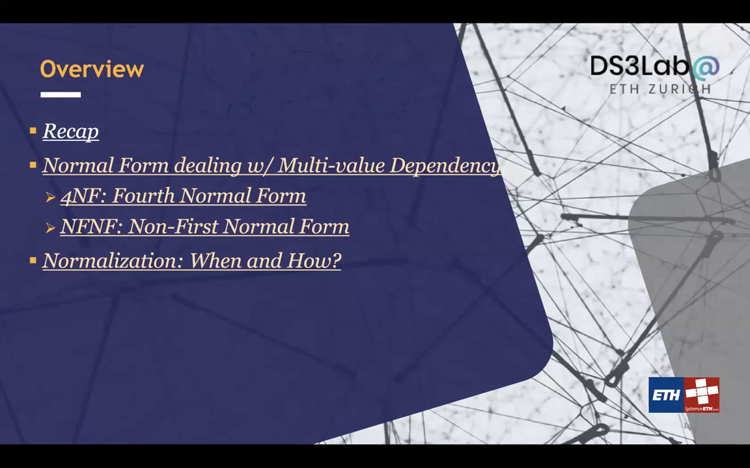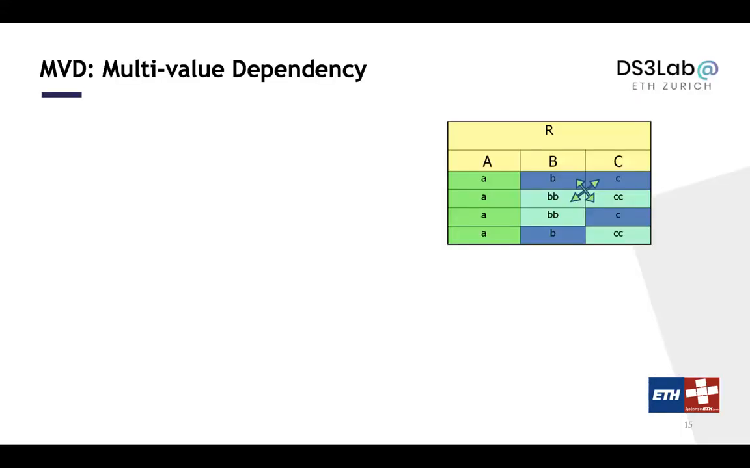Today, let's talk about the data redundancy that's caused not by functional dependency, but by another type of dependency. That type of dependency is something we call multi-value dependency. And here is one example for that.